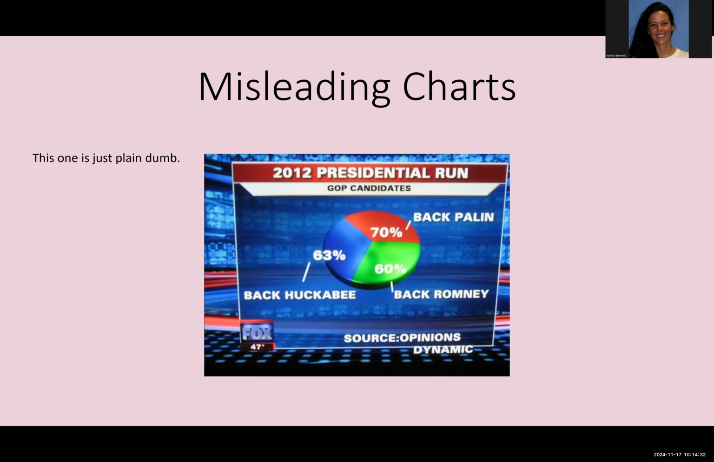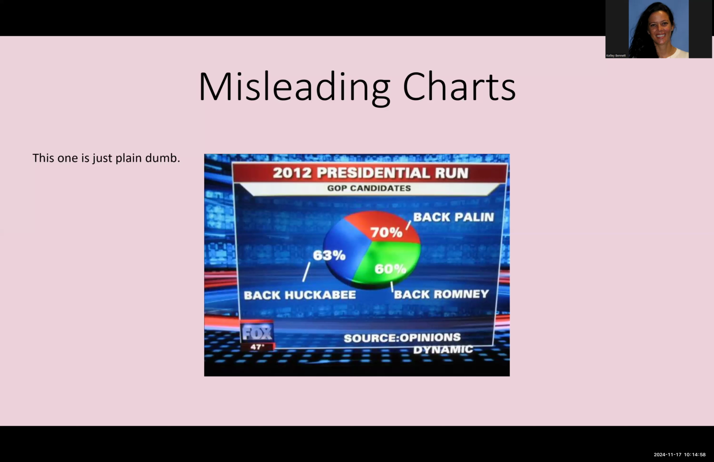So you would expect, if that red slice is Palin, it should be 33.33 percent. But it's not, it's 70. And then if you look at the green slice, you'd be like, oh, that's a third of the pie. That's the Romney slice. So that should also be 33.33 percent. But it's not, it's 60%. So first of all, the total percentage is over 100. So that's ridiculous, not allowed.